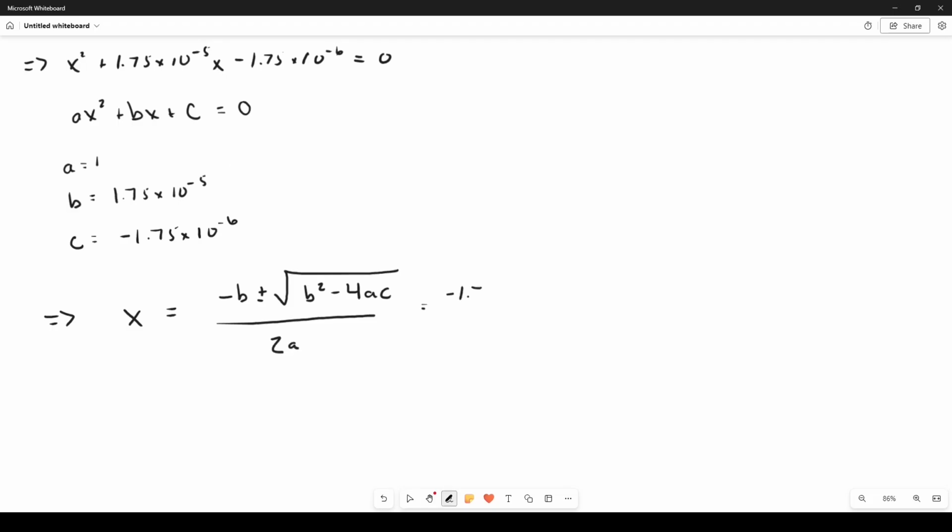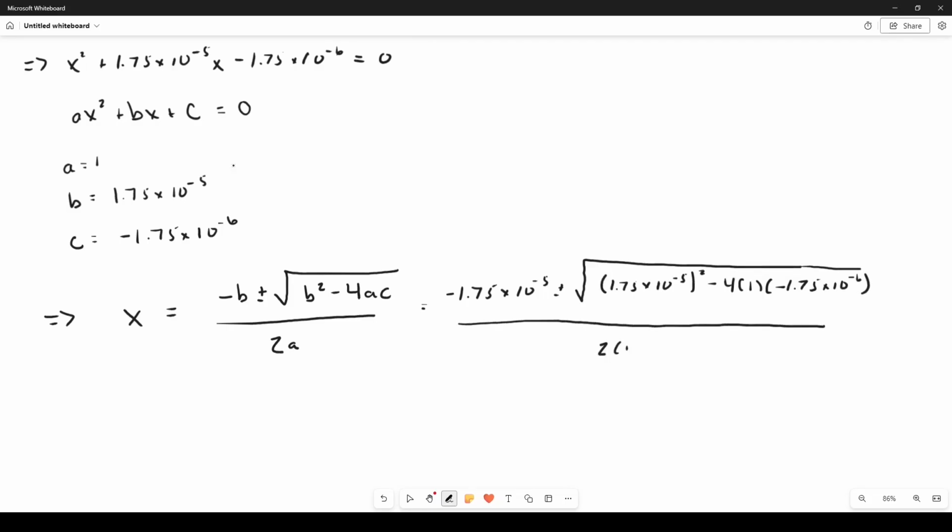Substituting our values yields negative 1.75 times 10 to the minus 5 plus or minus the square root of 1.75 times 10 to the minus 5 squared minus 4 times 1 times negative 1.75 times 10 to the minus 6, divided by 2 times 1. Solving this expression is going to give two solutions, where we have positive 1.314 times 10 to the minus 3 or negative 1.332 times 10 to the minus 3.